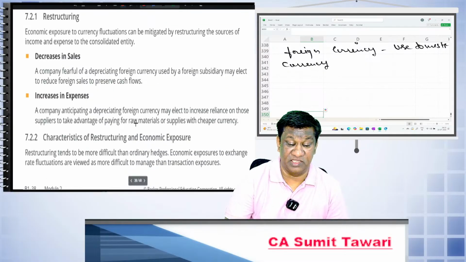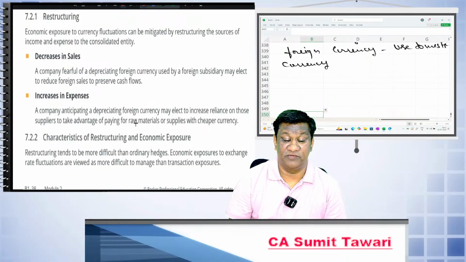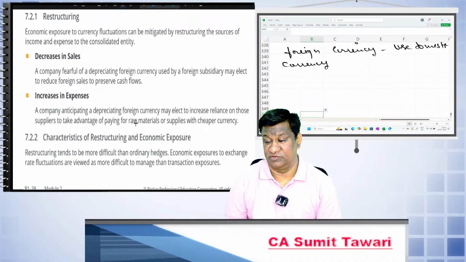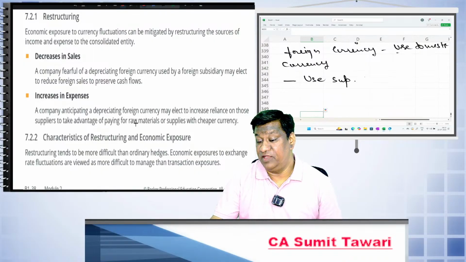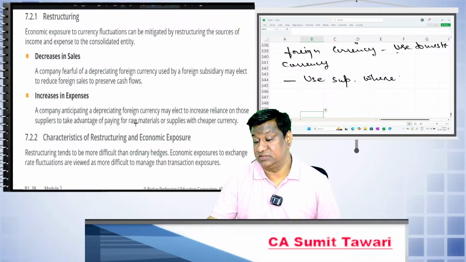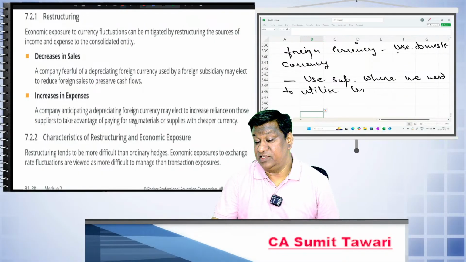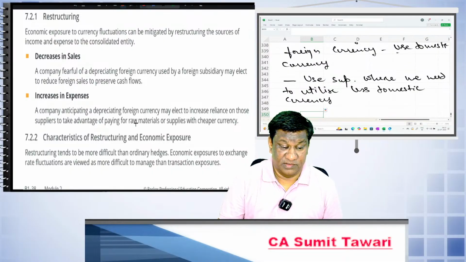A company anticipating a depreciating foreign currency may elect to increase reliance on those suppliers, to take advantage of paying for raw material or supplies with a cheaper currency. Okay, so this way we can restructure. So the first is basically to use the domestic currency. Second, we need to use the supplier where we need to utilize less domestic currency.